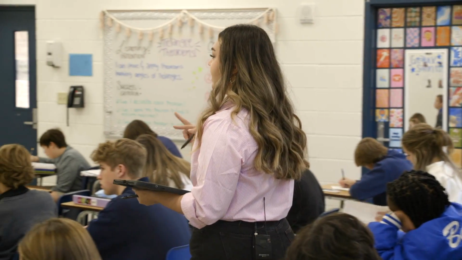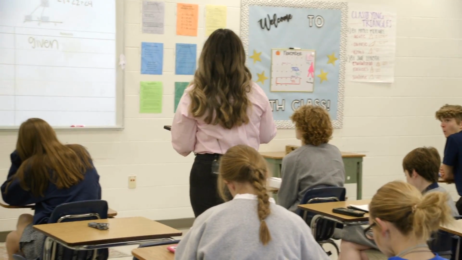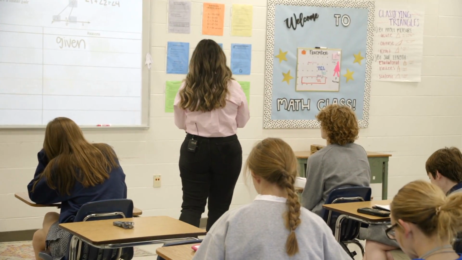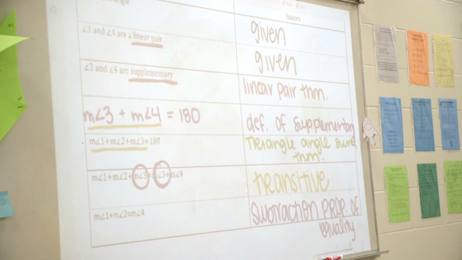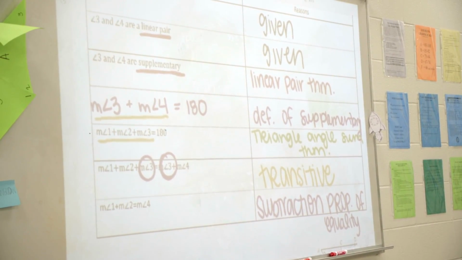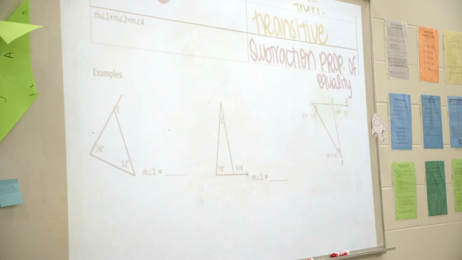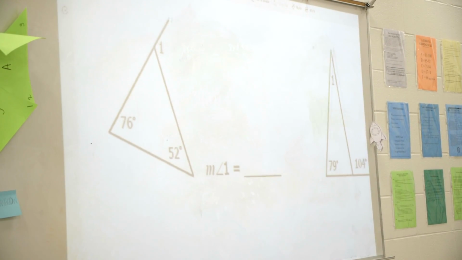Now my second thing they gave me is that angle 3 and angle 4 are a linear pair. What's my reason for that one? Given. It was also given. It's up there at the top next to given. Now that we have our proof and you know that my exterior angle theorem is always going to be true, we have a few examples at the bottom. Let's go ahead and look at this first one.